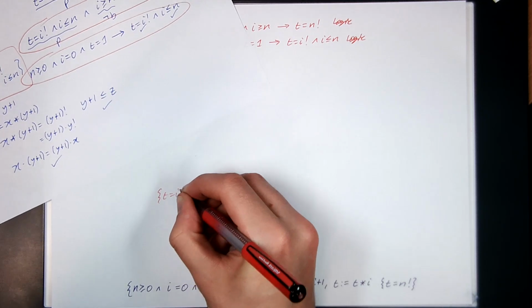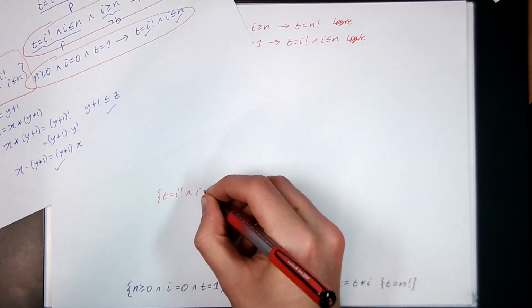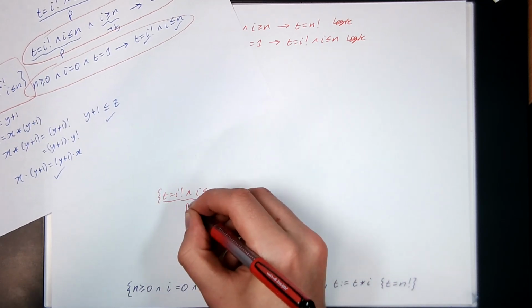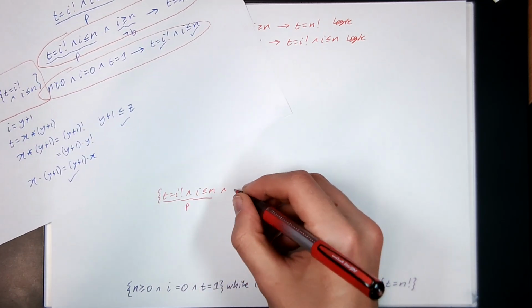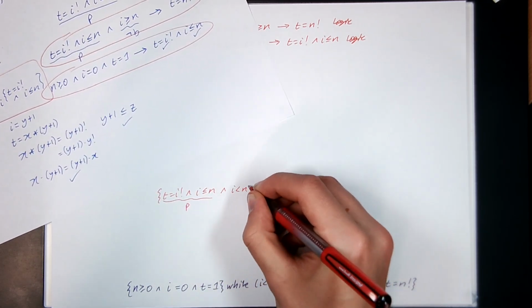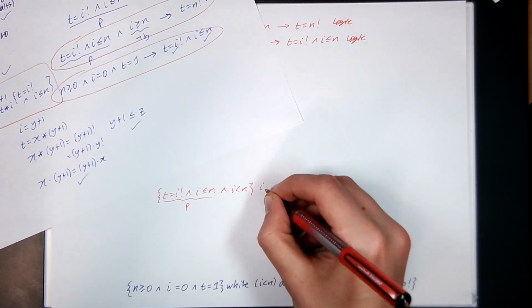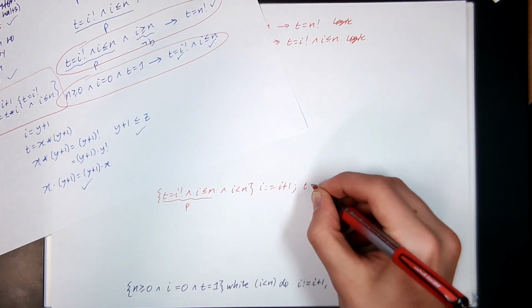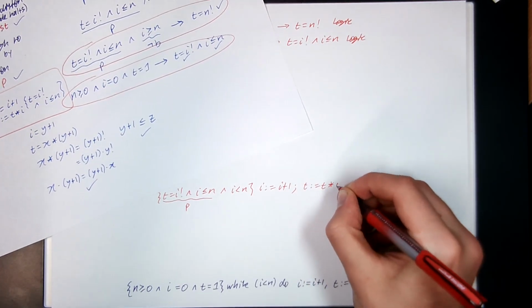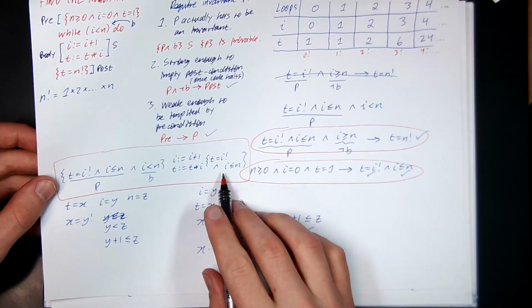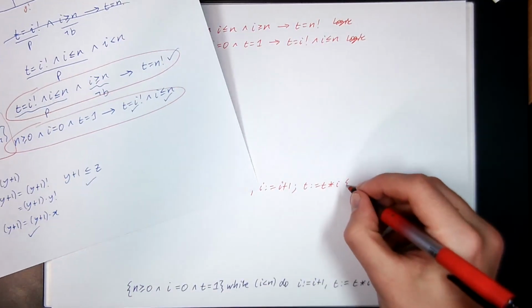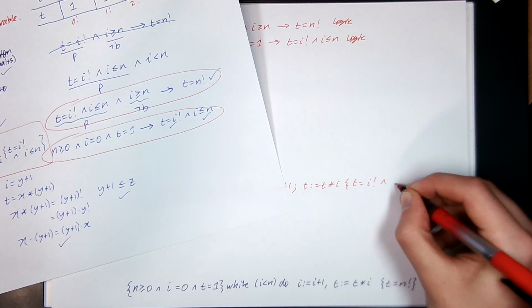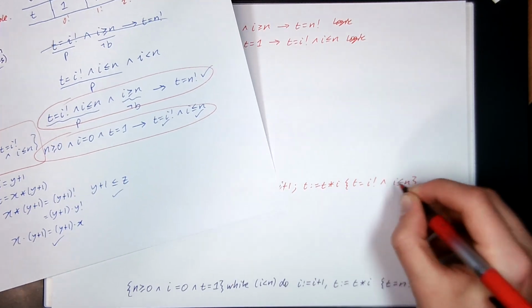T equals I factorial, and I is less than or equal to N. So this part here, just to keep track, that's my P. And B, I is strictly less than N, and then the two bits of code: increase I by 1, multiply T by I. And my postcondition is just P by itself. So T equals I factorial, and I is less than or equal to N.